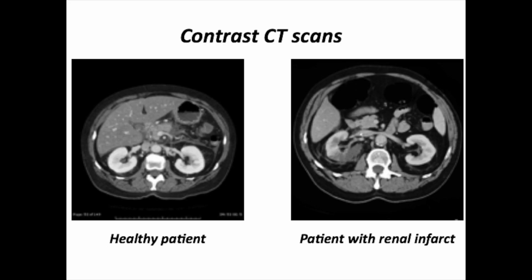Because renal infarctions result from a disruption of blood flow to the kidneys, they therefore appear non-enhanced as a radiolucent wedge shape in the affected areas. In healthy patients, a normal kidney under contrast-enhanced CT appears completely radiopaque due to normal blood flow.